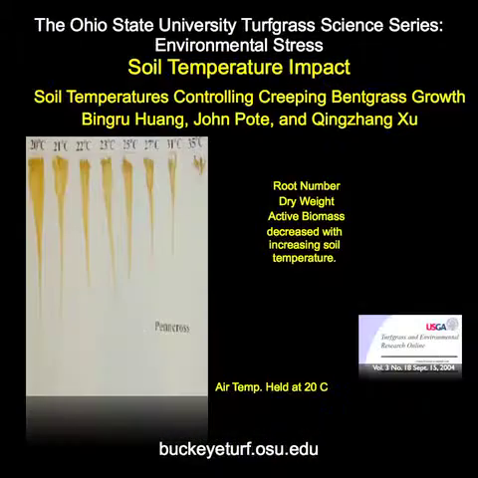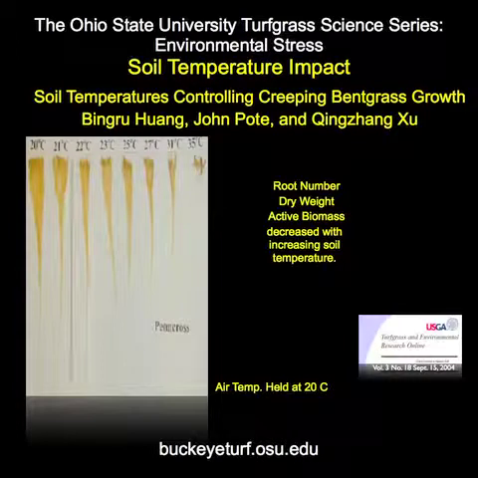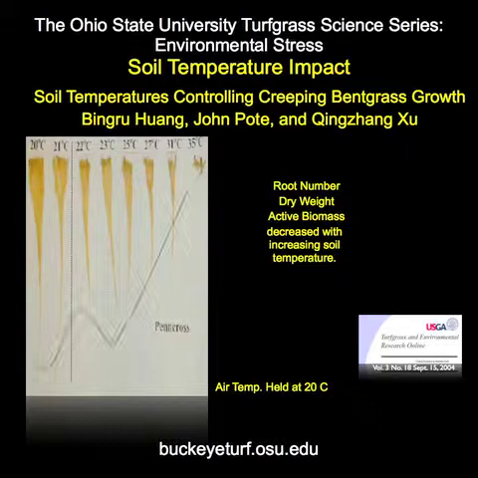This was demonstrated in a controlled study at Rutgers University. The researchers exposed creeping bentgrass plants to increasing soil temperatures while holding the air temperature constant at 20 degrees centigrade, or 68 degrees Fahrenheit. Above 21 degrees centigrade, they observed a decline in root mass, length, and activity, which continued to decline with increasing soil temperature.